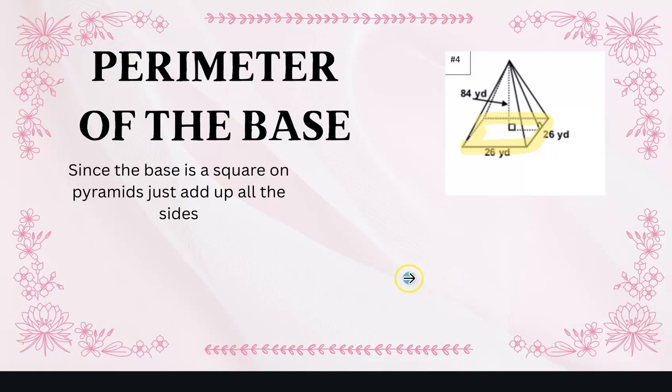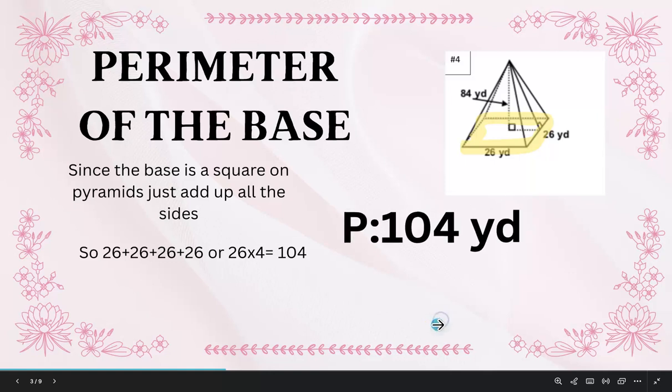For the perimeter of the base, which is P, you're just going to add up all the sides of the base. So you need to figure out what shape the base is. For our pyramid today, it is a square. So you're just going to add up all the sides. You can do 26 plus 26 plus 26 plus 26, or you can do 26 times 4, which will get you the same answer however you want to do it, which is going to be 104. 104 yards.